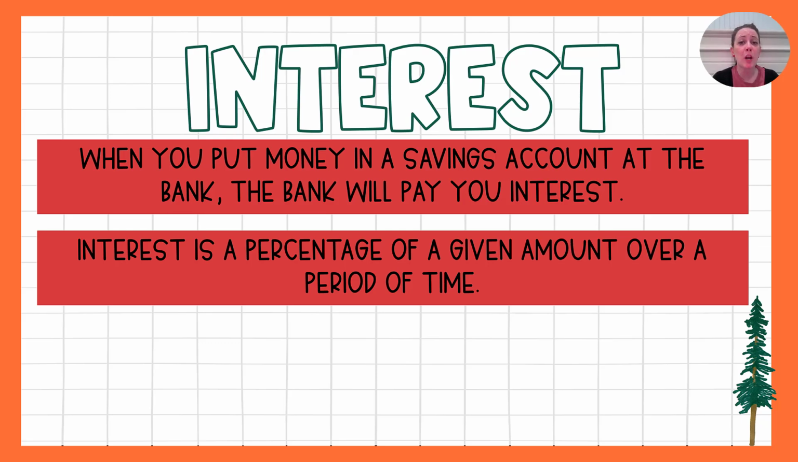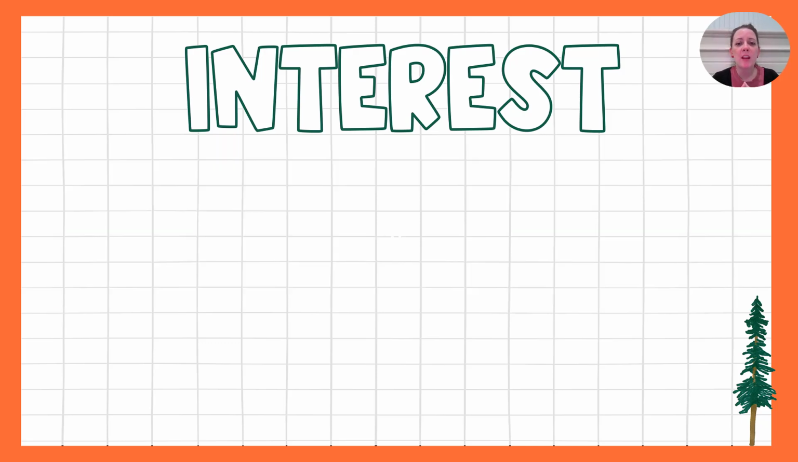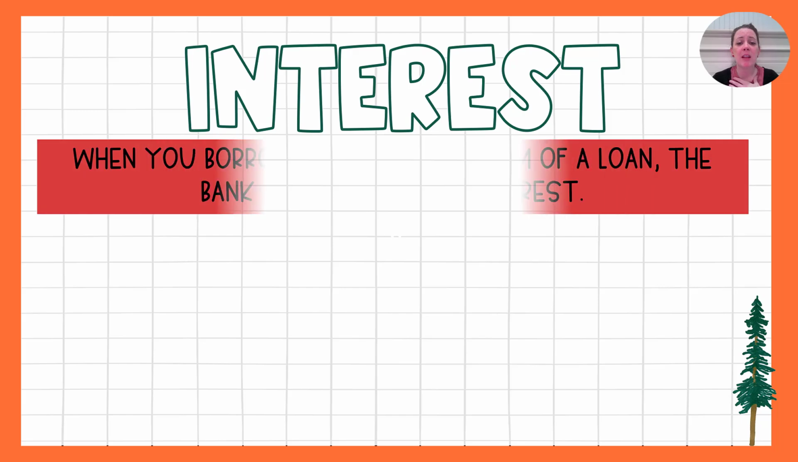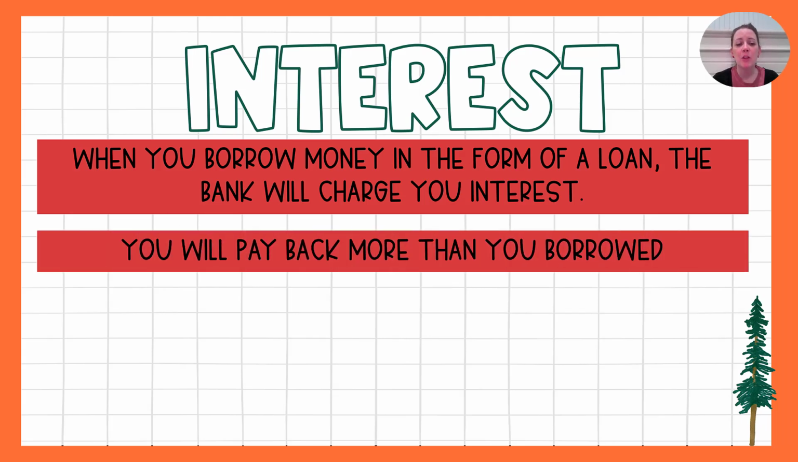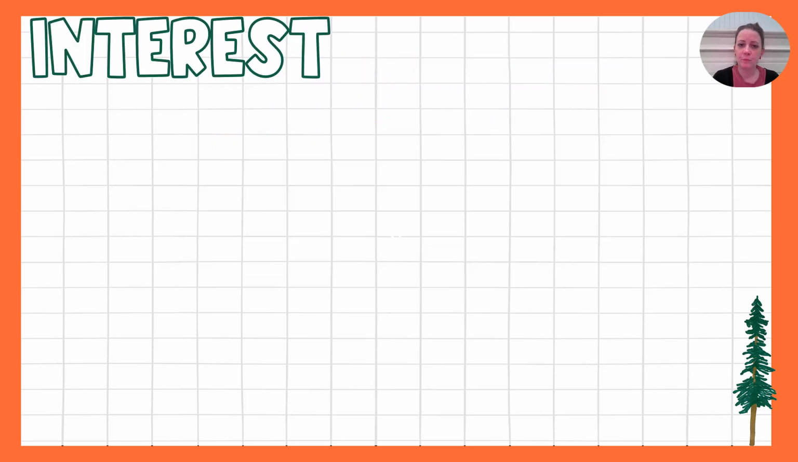So this is interest where I get the money. It's kind of nice. It's good for me, right? Well, there's another kind of interest where instead of me getting the money, I'm giving the money. Because if you borrow money in the form of a loan, then the bank or whoever you borrow that money from, they're going to charge you interest. And so what ends up happening is you end up paying back more than you borrowed. So I might borrow $500, but if the person is charging me interest, I'm going to pay $500 plus interest. I'm going to pay back more than what I actually borrowed.